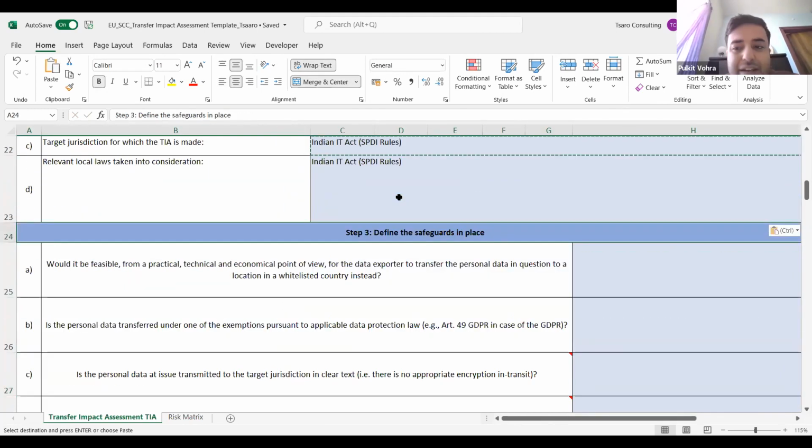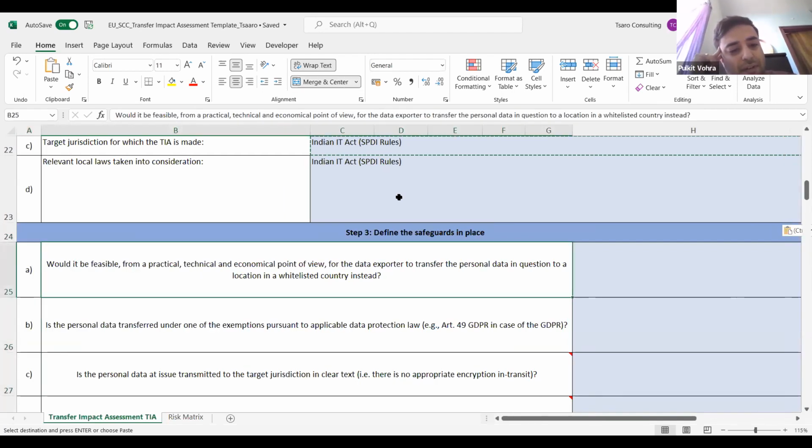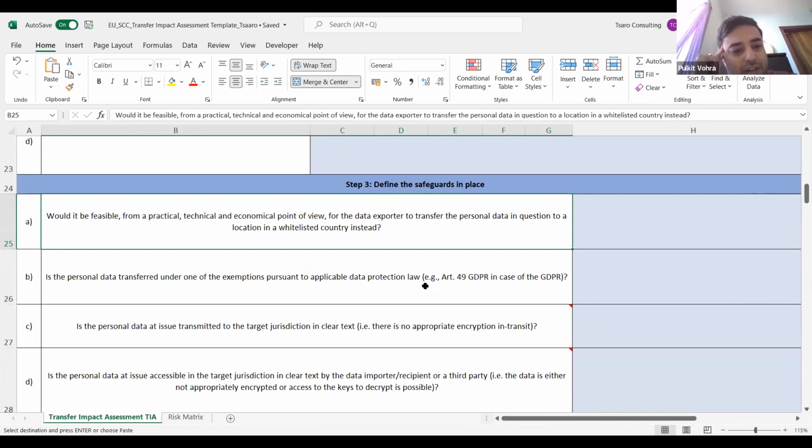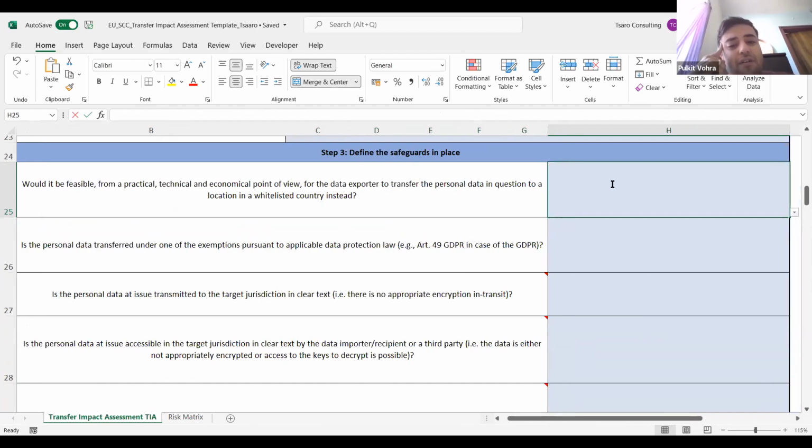For India, this section we call something different, but here you need to be more descriptive again. There are certain questions, like the first one: is there a possibility of transferring the data to a whitelisted country? A whitelisted country is a country which has a similar level of privacy protection as Netherlands in this case. So is there a possibility to do that rather than sending it to India? You define whether it's possible or not. Step 3 is something that the business fills in for the DPO to understand whether the TIA is approved or not.